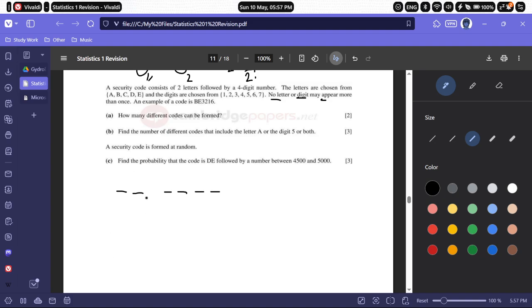So first of all, you'd start by arranging your letters, right? You have five letters in total, so you'd simply do 5P2, or you can think of it as 5C2 times 2 factorial. Then you have 7 digits, and you have to choose and arrange 4 of them. So that would be 7P4.